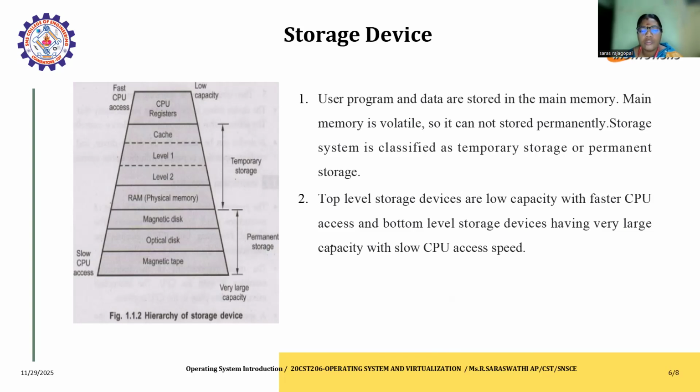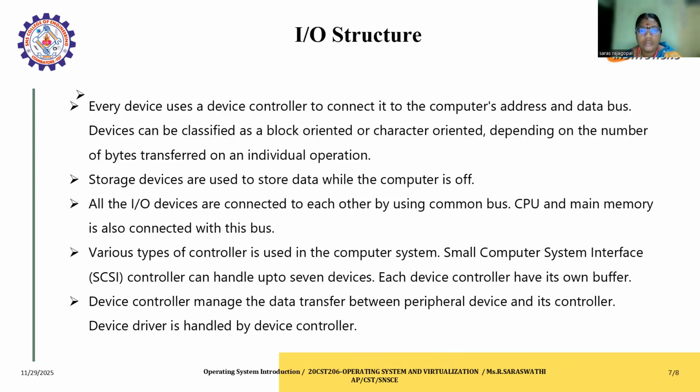The top level storage devices are low capacity and the bottom level storage devices are high capacity with slow CPU access speed. Top level is fast CPU access. Bottom level is slow CPU access. The user program and data are stored in the main memory. It cannot be stored permanently. It is volatile memory. The storage system is classified as temporary storage or permanent storage.